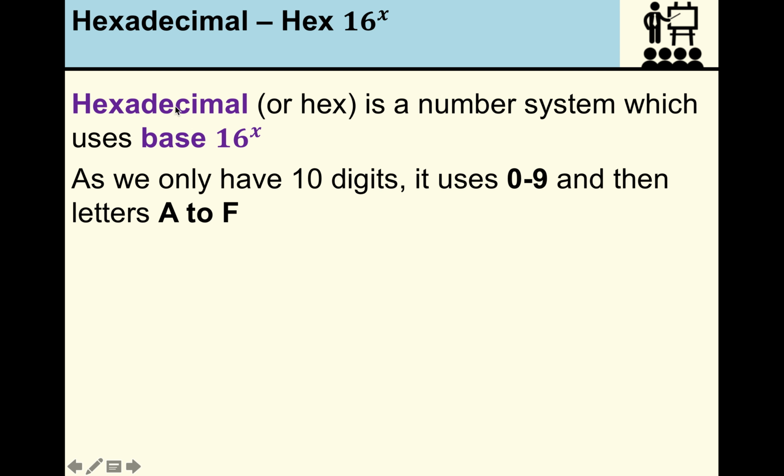Hexadecimal, or hex for short, is a number system which uses base 16. As we only have 10 digits, it uses 0 to 9 and then it uses the letters A to F. Because when you get into the base 10 number system, 10 is actually 2 digits, which remember we split into units, and then we've got tens, or 10 to the power 1.